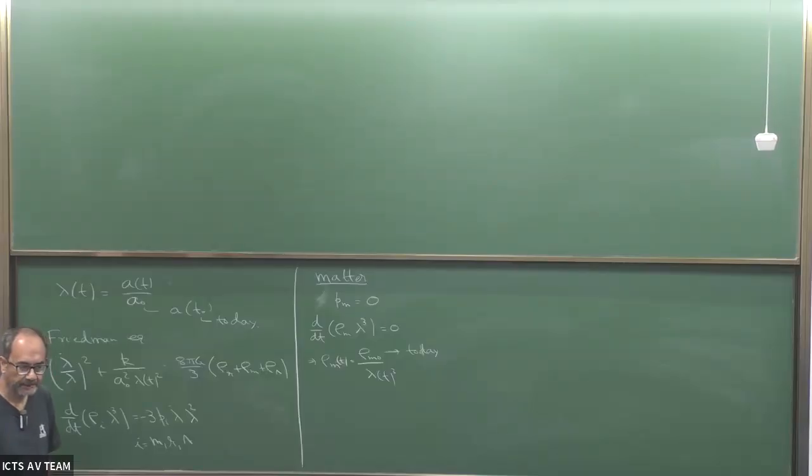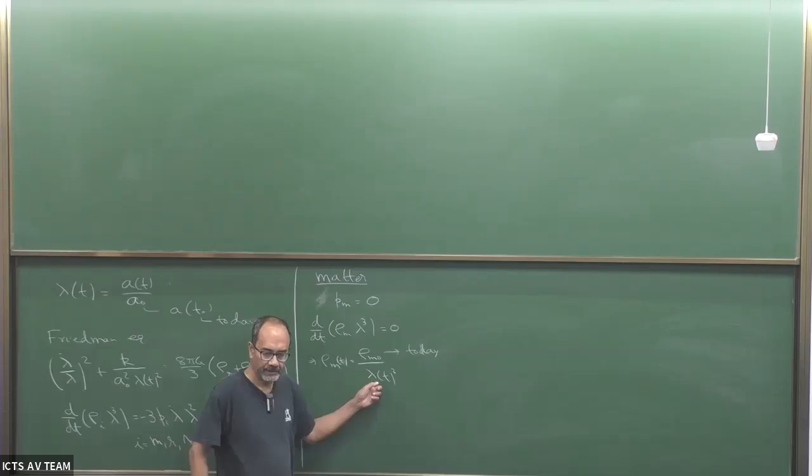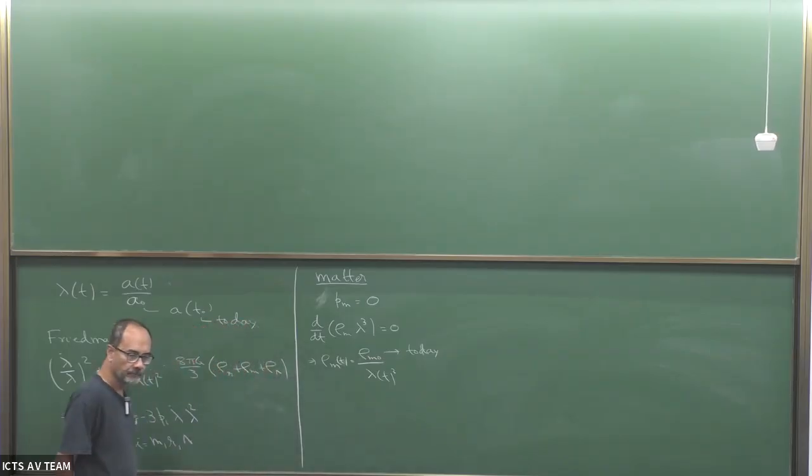Is this clear? Because lambda is 1 today. At t equal to t0, lambda is 1. So that sets the boundary condition of this differential equation.